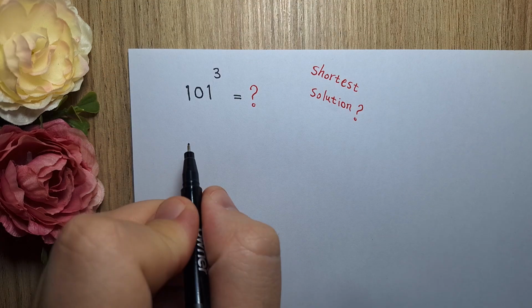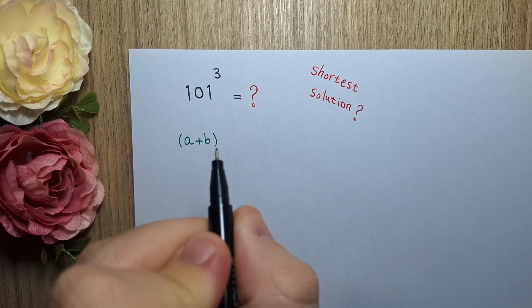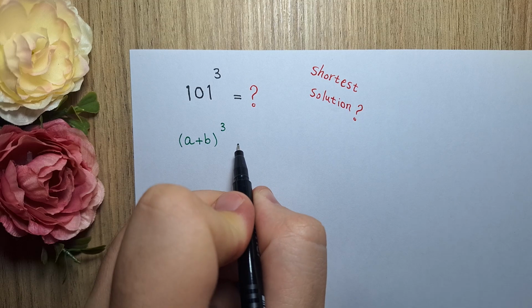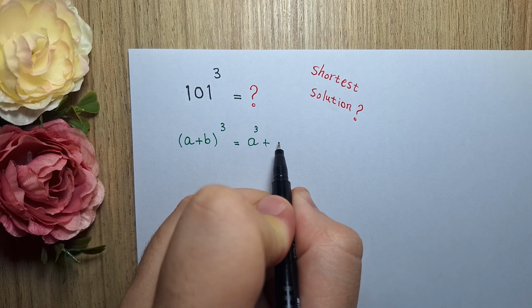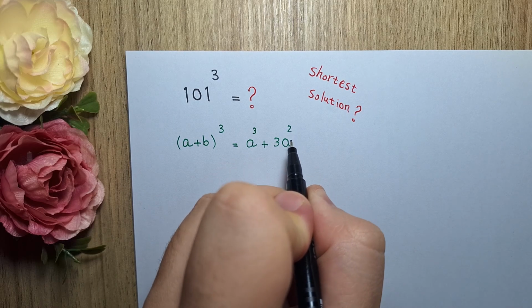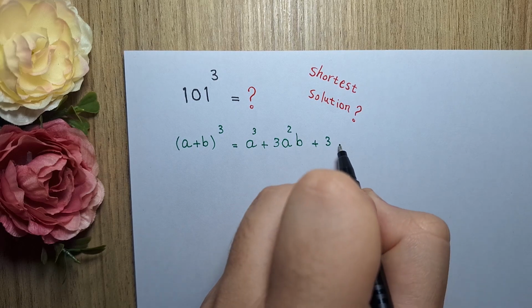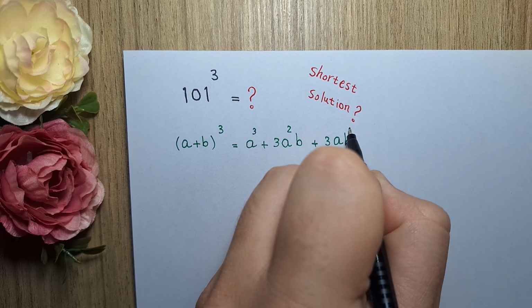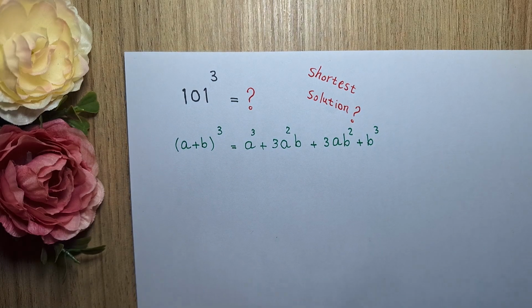This identity says (a plus b) power 3 is equal to a cubed plus 3 times a squared times b plus 3 times a times b squared plus b cubed.